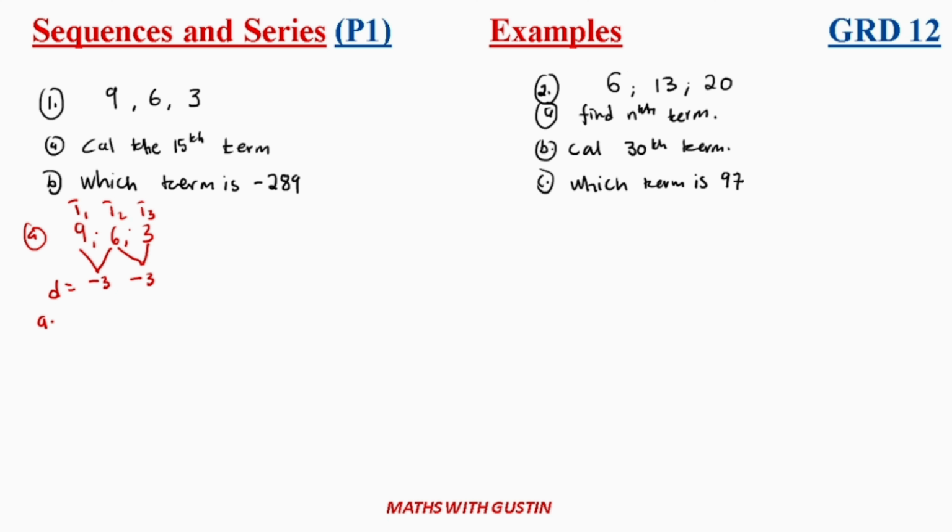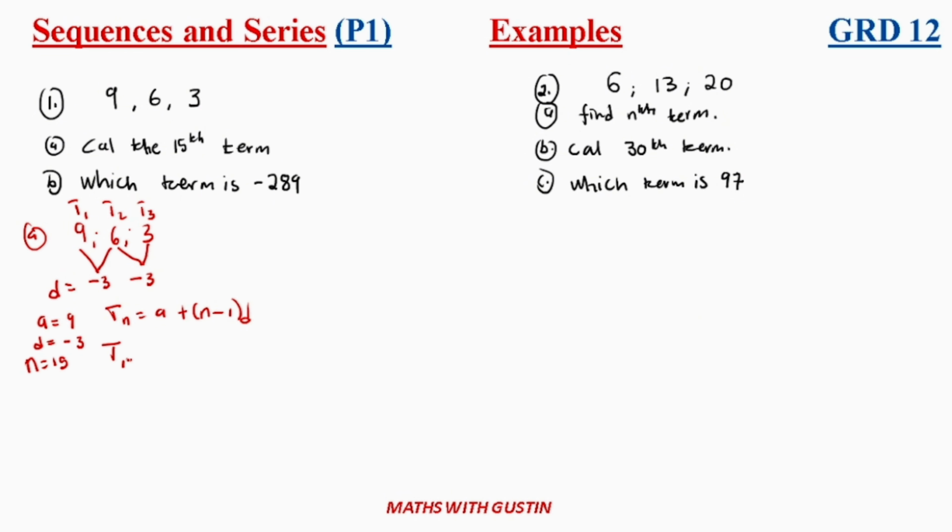So therefore we are going to have the first term as 9 and D as negative 3, and then the formula that we use here is Tn equals a plus (n minus 1)d. So in this case, what are we looking for? We're looking for term number 15. So therefore our n would have to be 15.